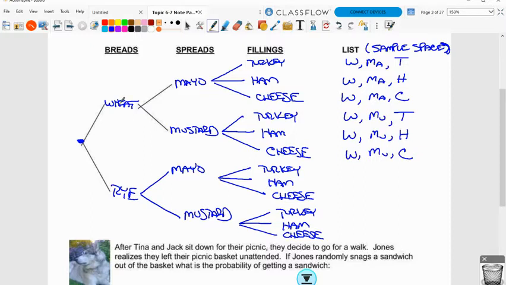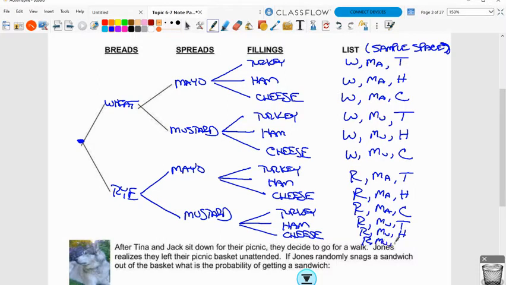Now we have to do the same thing with the rye bread. So once again, we're just going to follow our branches until we make all the different possible sandwiches. So our first one is rye, mayo, turkey. Rye, mayo, ham. And then rye, mayo, cheese. Now rye, mustard, turkey. Rye, mustard with ham. Rye, mustard with cheese. Okay, so there is your list of all of the possible sandwiches.